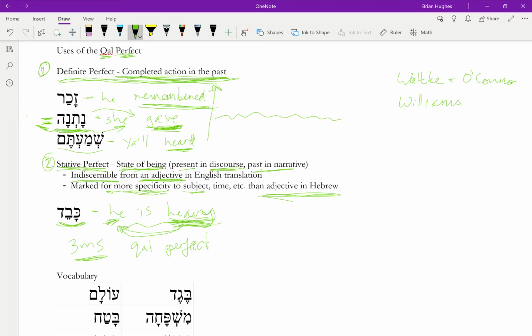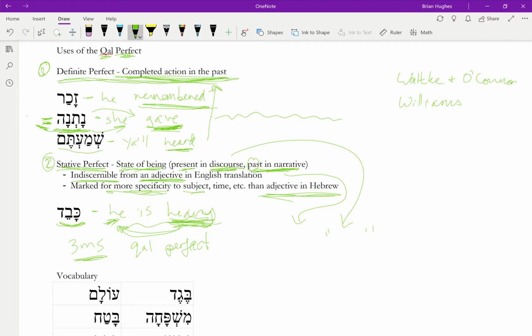So the Lord said to me, "You are heavy. Go on a diet." That's in discourse, and so it's in the present tense. Whereas if it's in the past, if it's in a narrative, so David said to Uriah the Hittite that he was sleepy or something like that. So it's not within the quotation. That's what discourse is. It's within the quotation. Or if it's outside of the quotation, then we're talking about narrative.